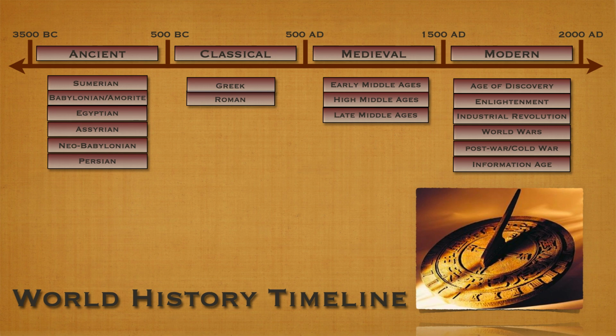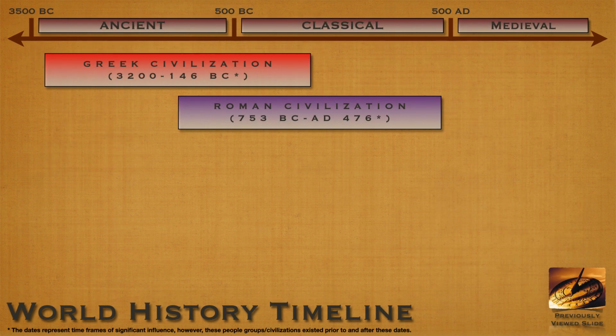Here we go. So we've been studying the ancient civilizations. First couple of chapters, we looked at the Sumerians, the Babylonians, the Egyptians, the Assyrians, the Neo-Babylonians, and the Persians. And as the Persians moved west, they came in contact with the Greeks, and that was the classical, we began the classical time period or era that makes up the Greeks and the Roman civilizations.